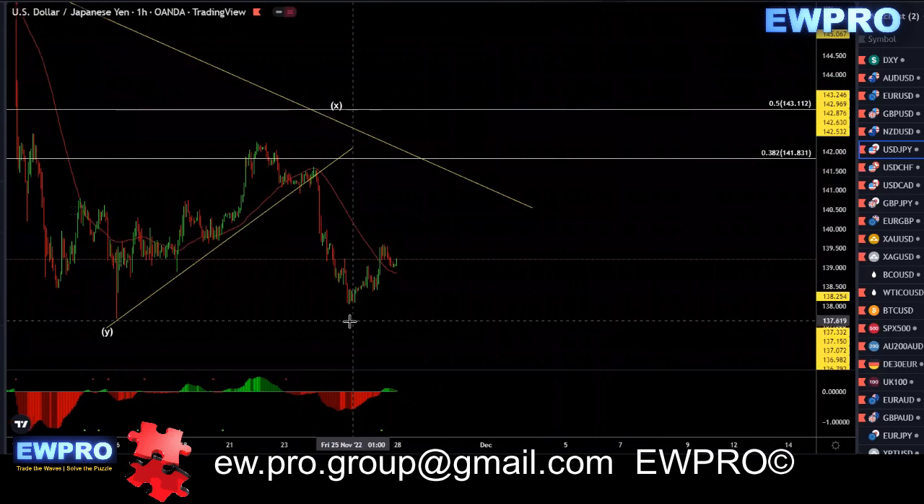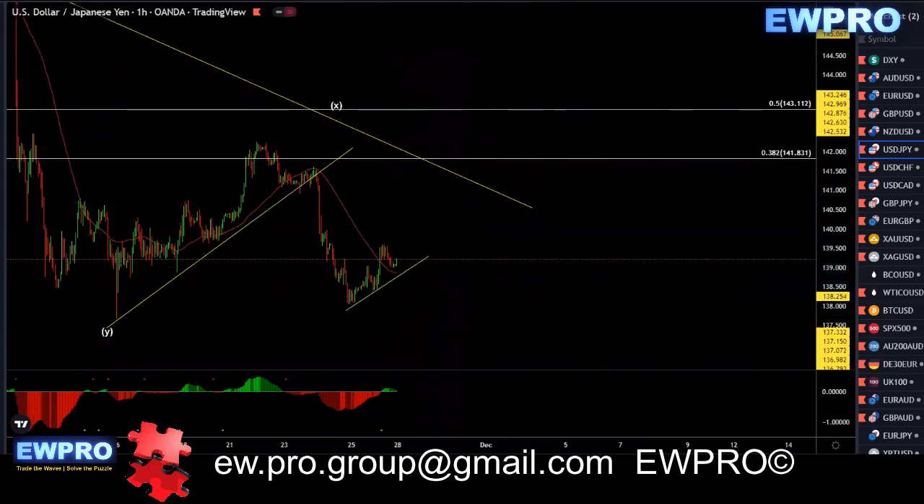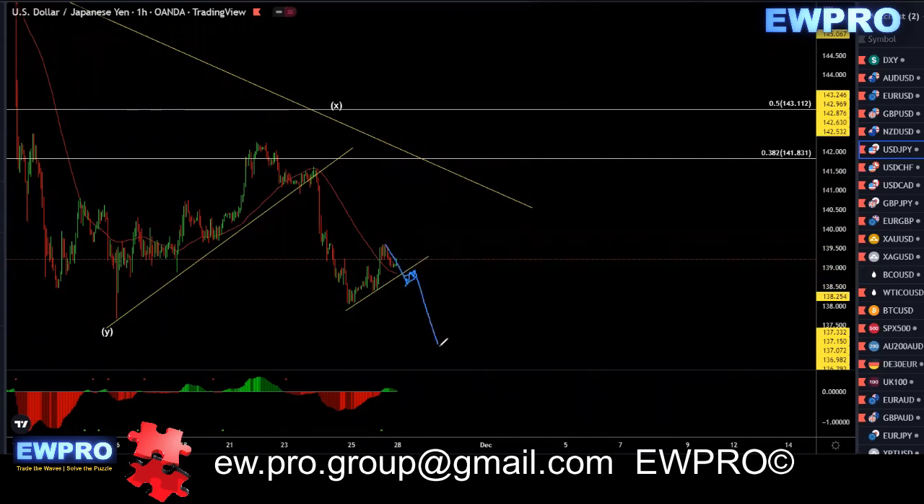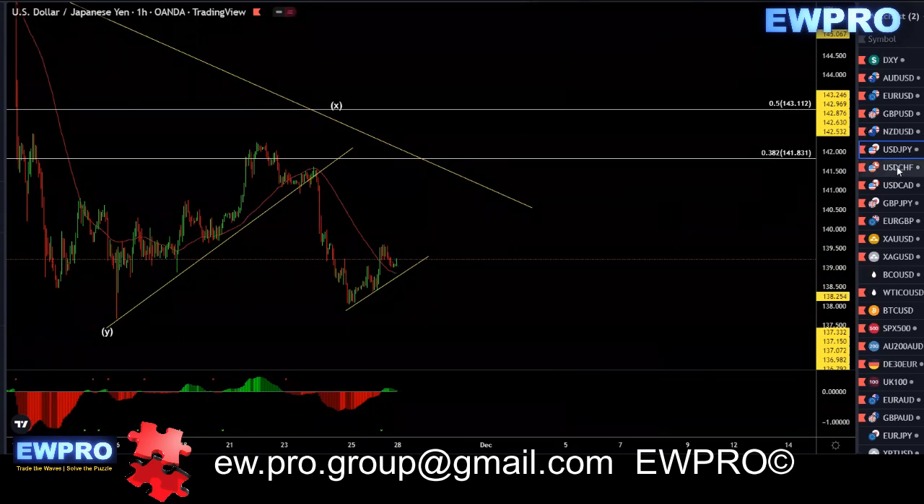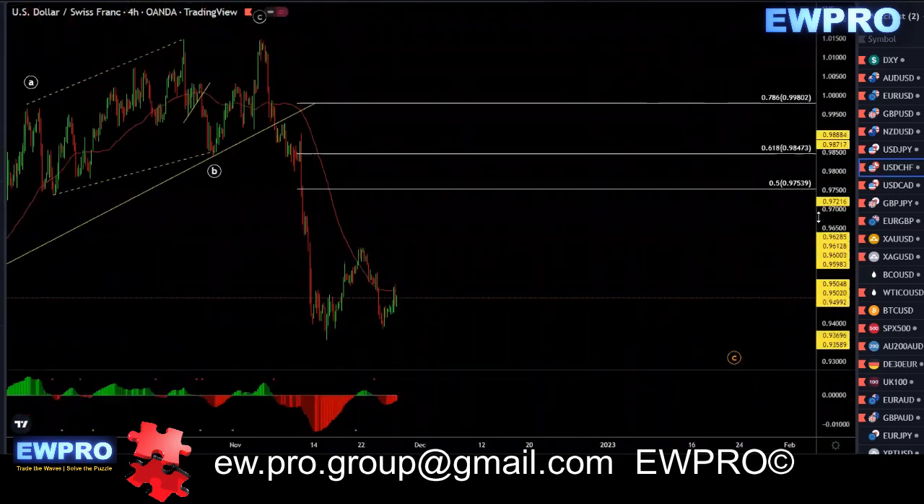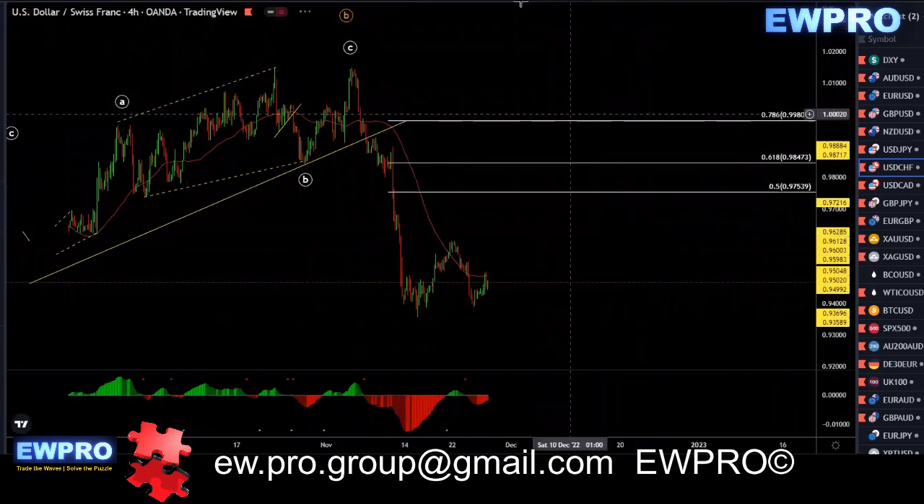Which you may be able to get an entry on. You really want a break and a little flag in here to sell. The Swissy on H4. This is pretty much just one way down.